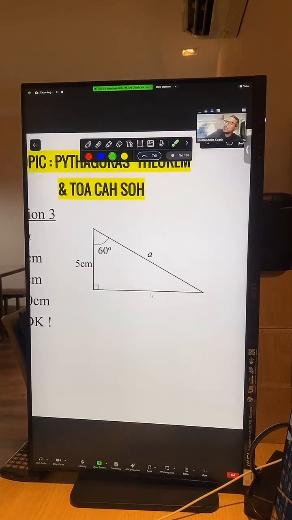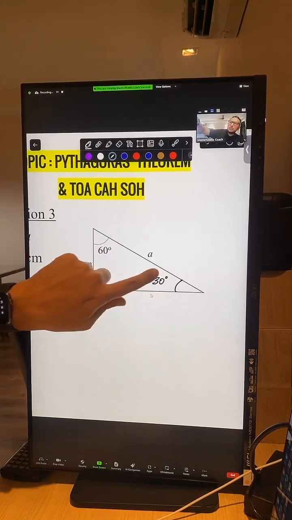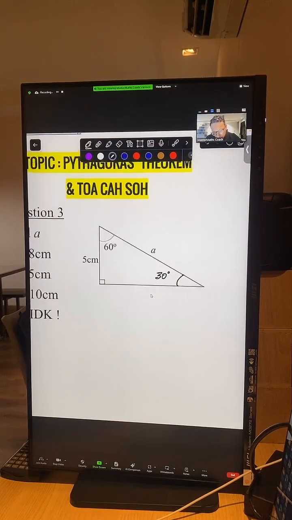3. So we got 5 cm. We got A. Okay, what I like to do sometimes is just complete the puzzle. Completing the puzzle means, this one I will just put 30 degrees, because I know this is 90, this is 60, so this must be 30 degrees. Even though they don't ask, I just put it there. Okay, now you want to find A.